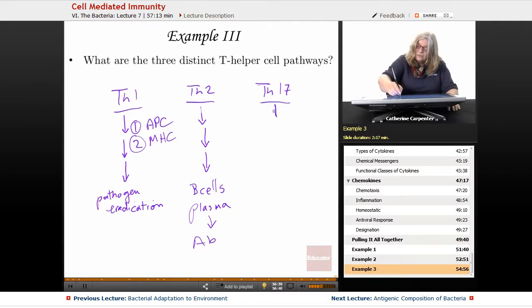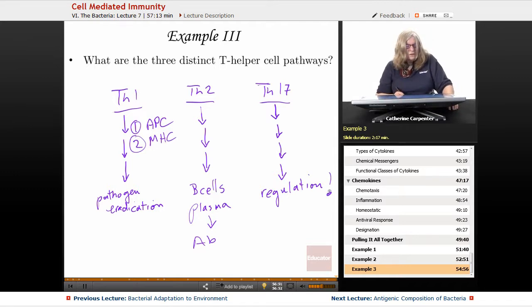Now, the TH17 pathway has to do, remember, with regulation. Big time regulation. So, this is another way that you can use to really characterize and fully understand how these T cells operate, because again, it's an integral part of immunity.